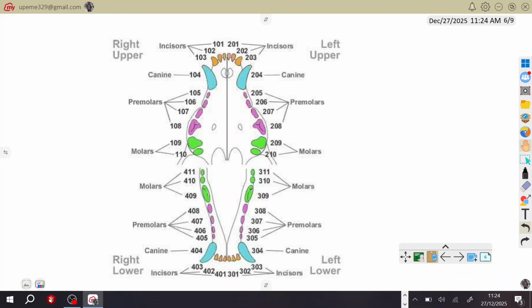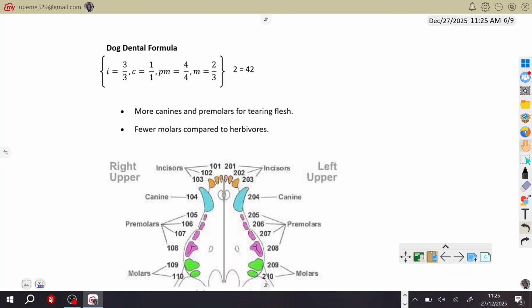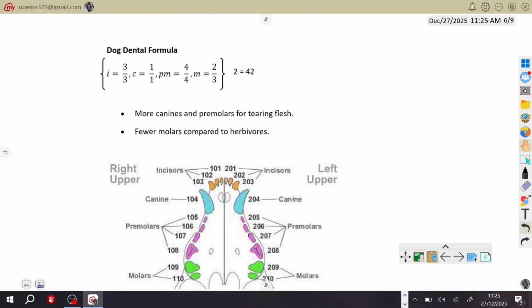So even as you go into the exam, you need to understand. For the man, what did we say? We said a 2, 1, 2, 3 formation. For a dog, you say it is a 3, 1, 4, 2 formation. Meaning we have 3 incisors, 1 canine, then 4 premolars, and then 2 molars. That's the one here, the 3, 1, 4, 2 formation.